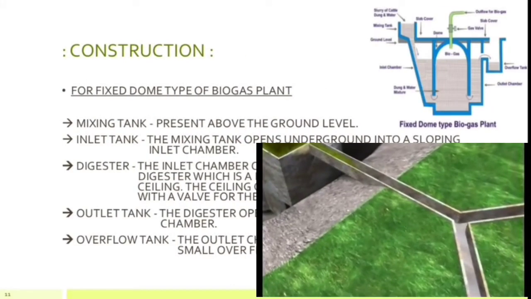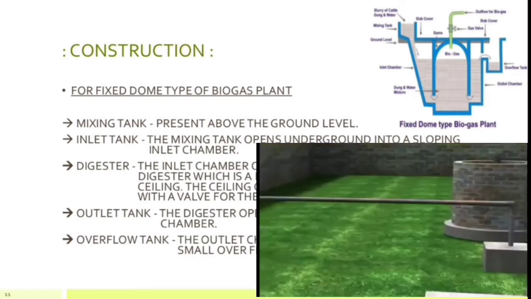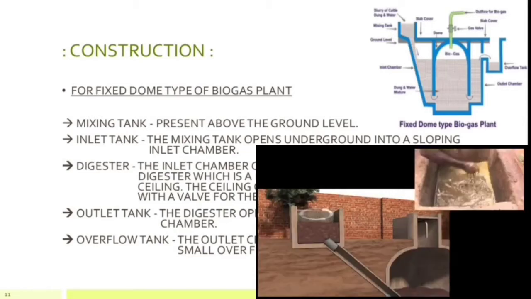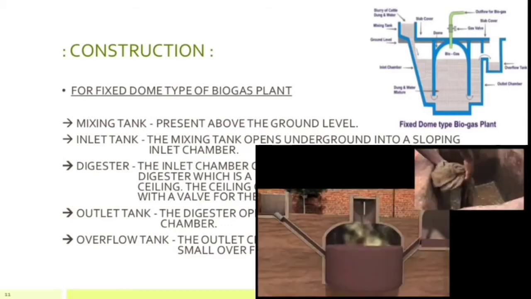Now let us see the construction of a biogas plant. For the fixed dome type of biogas plant, first of all we have to make a mixing tank present above the ground level, then the inlet tank. The mixing tank opens underground into a sloping inlet chamber, then the digester. The inlet chamber opens from below into the digester, which is a huge tank with a dome-like ceiling. The ceiling of the digester has an outlet with a valve for the supply of biogas. Then the outlet tank, the digester opens from below into an outlet chamber. Then the overflow tank, the outlet chamber opens from the top into a small overflow tank.